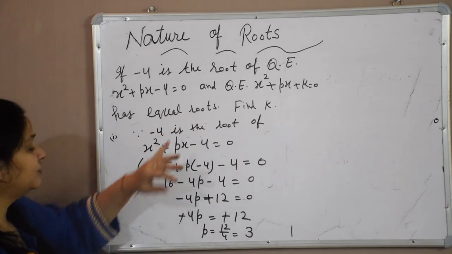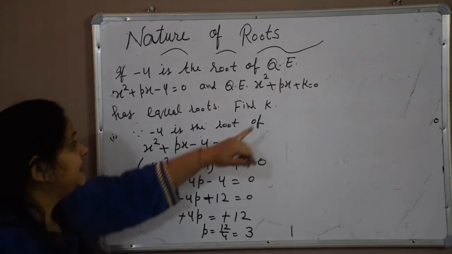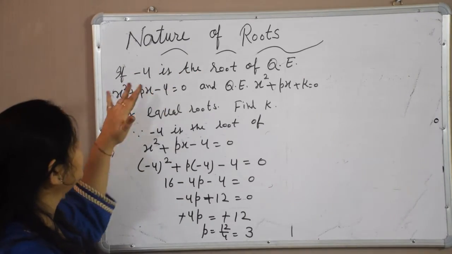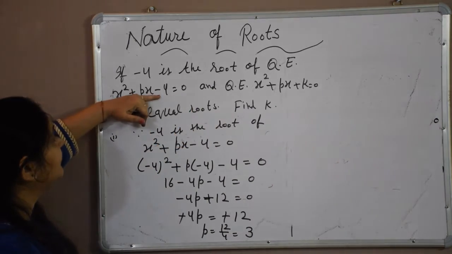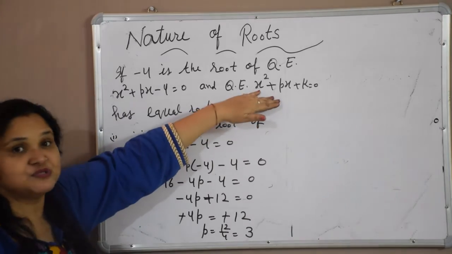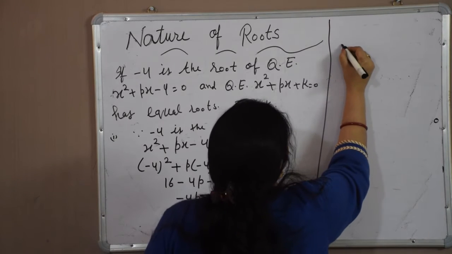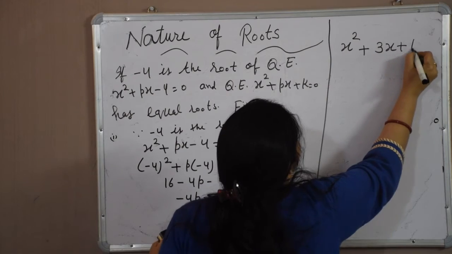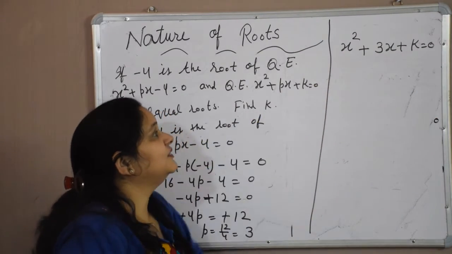Now we know the value of p is 3, and it is given that this other quadratic equation has equal roots. So in place of p, now we can use this value of p, because there are two equations in one question and they are connected with each other. Therefore whatever value we are getting here for p, the same value of p we can use there. So the value of p is 3. So x square plus 3x plus k equals 0.